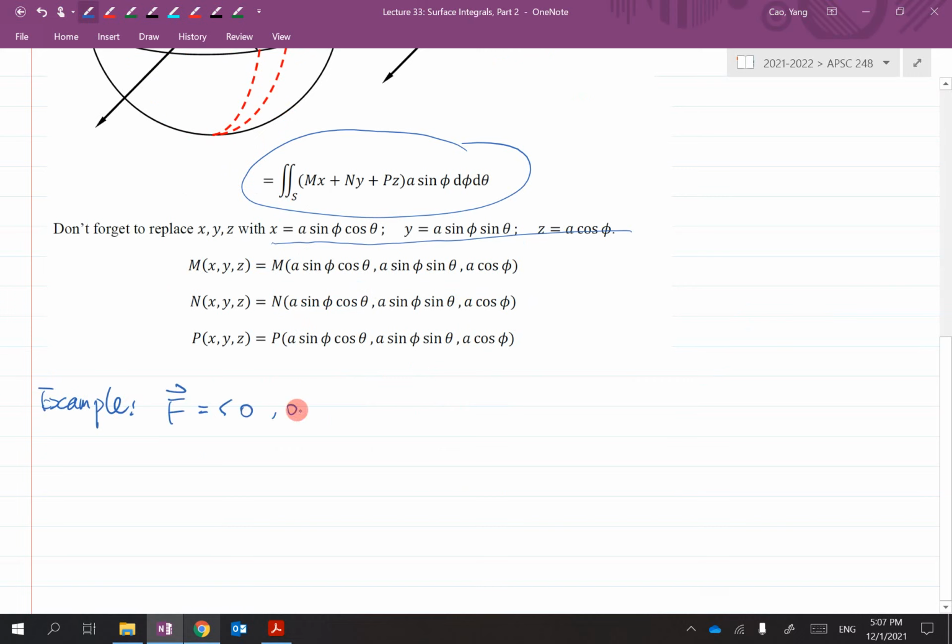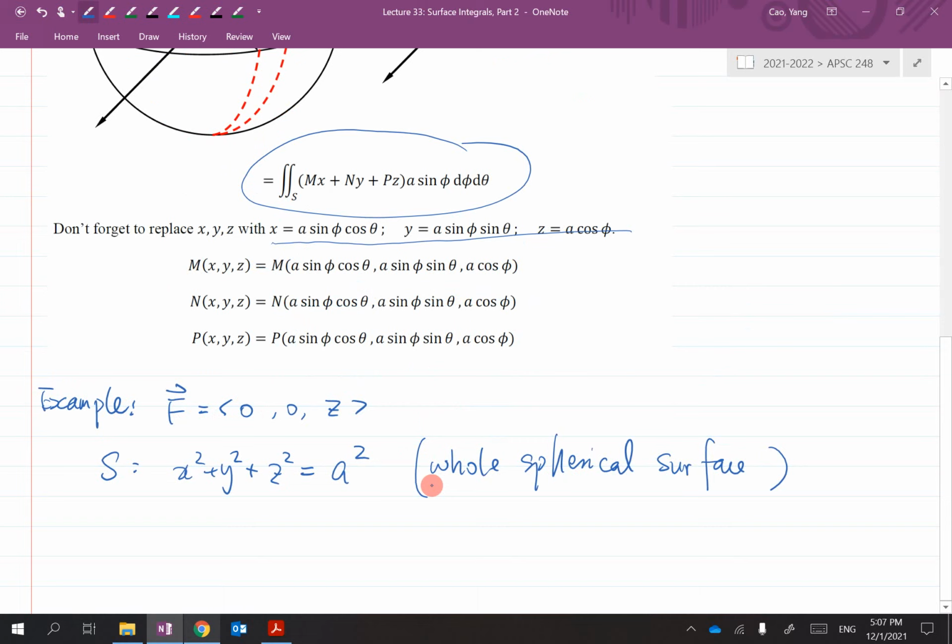Consider this vector field, F equal to 0, 0, Z. And S is given by a sphere with a radius of A. If there's nothing specified, it's basically a whole spherical surface. Sometimes you will see an additional condition saying, for example, Z greater than 0. If that's the case, then you're looking at just half of the spherical surface.